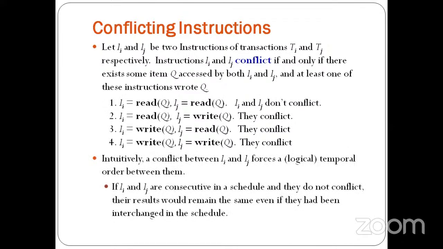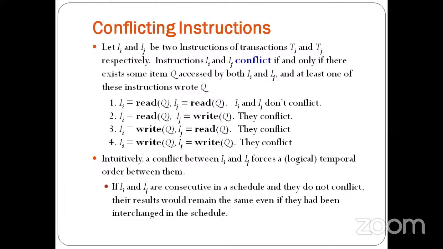Conflict serializability is used to check whether a given non-serial schedule is conflict serializable or not. What is it going to do? It is going to check whether a given non-serial schedule is conflict serializable or not. Next, it performs the process by converting a given non-serial schedule into a serial schedule by swapping its non-conflicting operations.